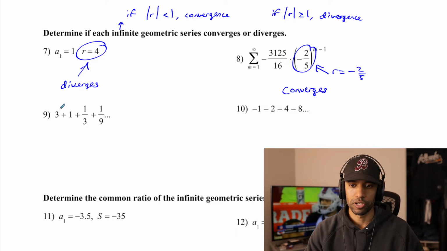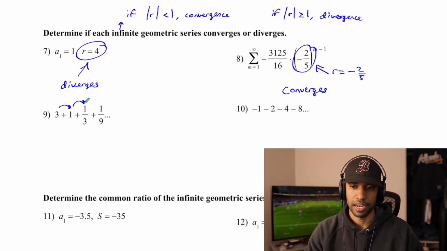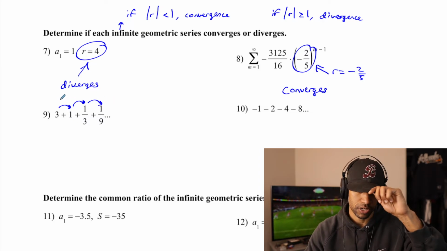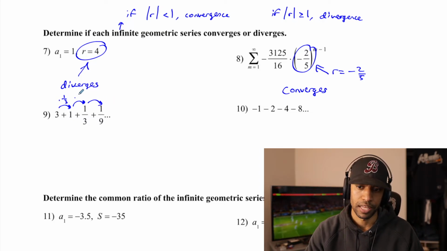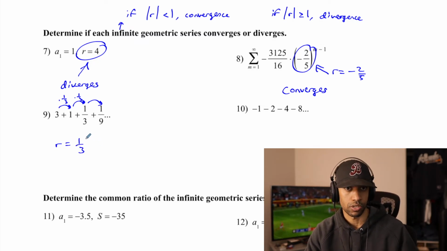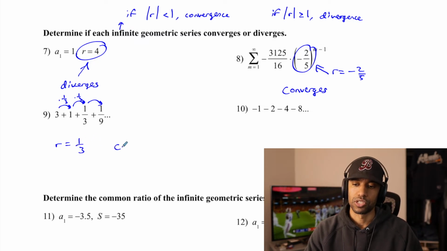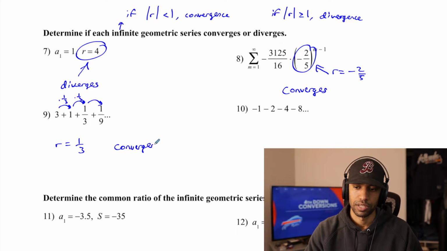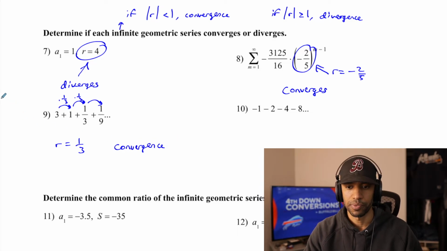This sequence here appears to be geometric. It seems to be dividing by 3 each time, but that's not the ratio. You're multiplying by 1/3. That's what you need to state. The common ratio being 1/3 means it is between -1 and +1. This is also convergence of this infinite geometric sequence.